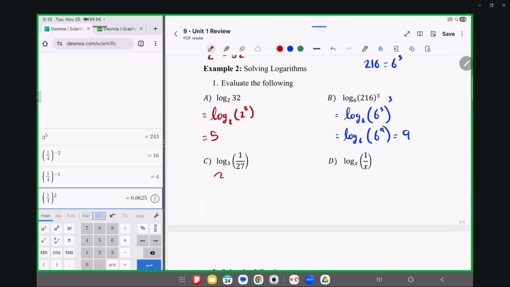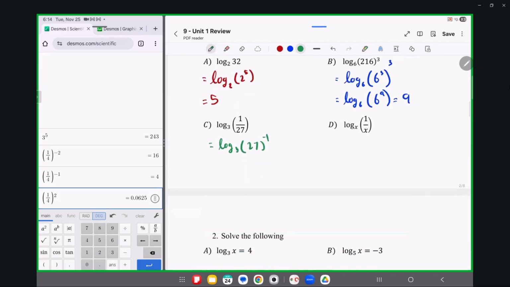Recall that we can express a fraction, 1 over 27, as 27 to the power of negative 1. And then 27 is merely 3 to the power of 3. And so this will be the same as log base 3 of 3 to the power of 3 to the power of negative 1. And so simplifying this down, our solution is going to be negative 3. So remember, when we multiply these exponents together, that'll give us a negative 3, which corresponds to our solution.